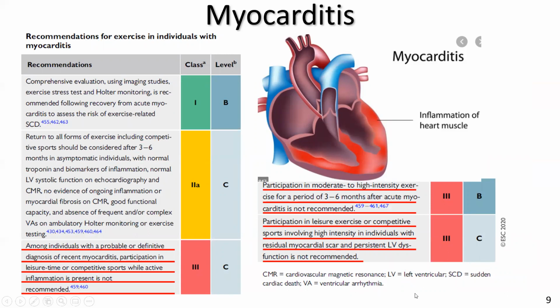Participation in moderate to high intensity exercise for a period of 3 to 6 months after acute myocarditis is not recommended. So what we're saying here is stick to low intensity exercise only for a period of 3 to 6 months after the myocarditis, because it can really produce rapid progression to heart failure if you don't follow that guideline.